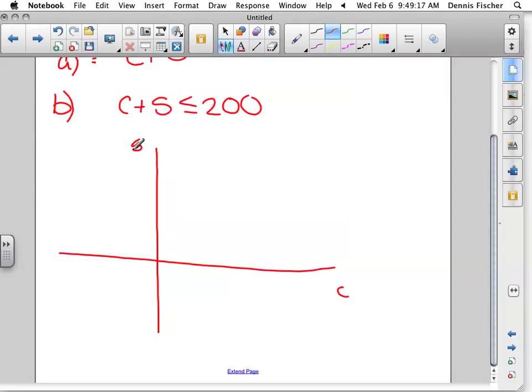And now, as I go through here, what I'm going to look at is set up my scale. Now what I might do is this. You could get the variable by itself, or I can do my X and Y intercepts. And that's probably the easiest way to do this.